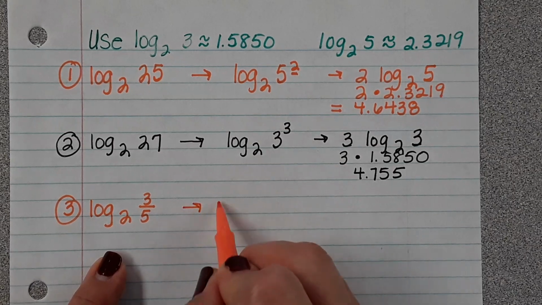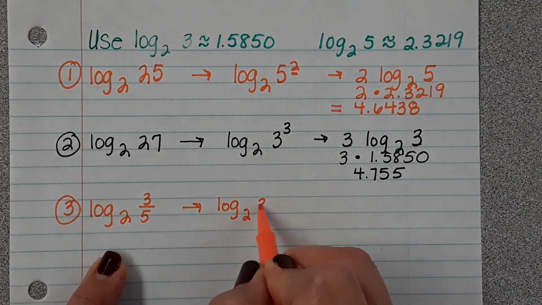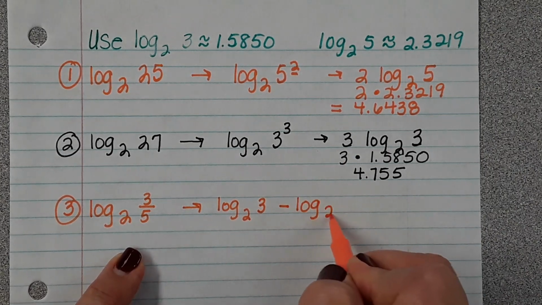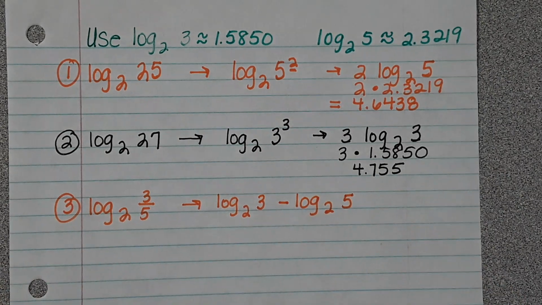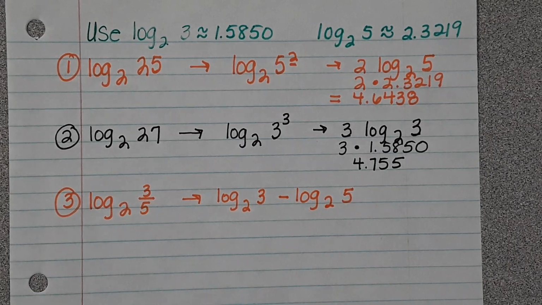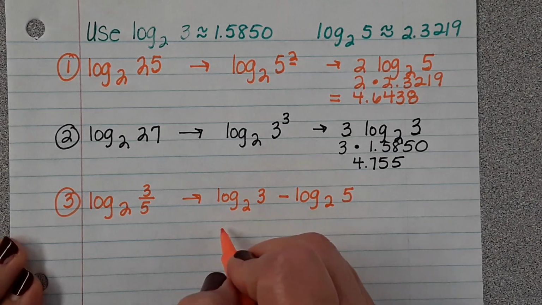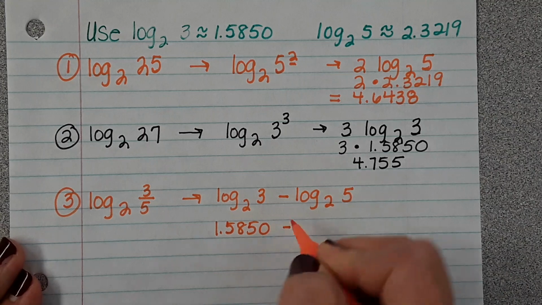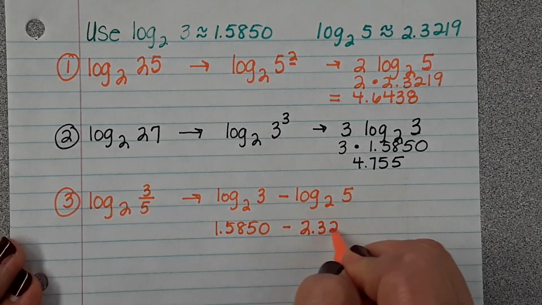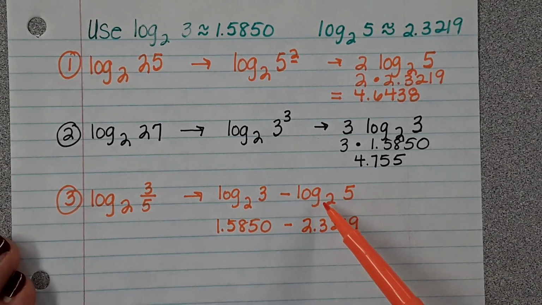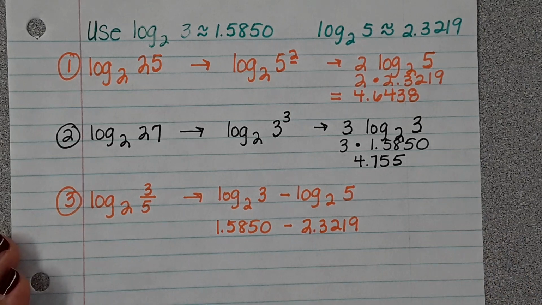So it would be log base 2 of 3 minus log base 2 of 5. Do I expect you to know log base 2 of 3, or did I give you something? I gave you 1.5850 minus 2.3219. Again, you know I always ask you, do I expect you to know log base 2 of 5, or did I give it to you?